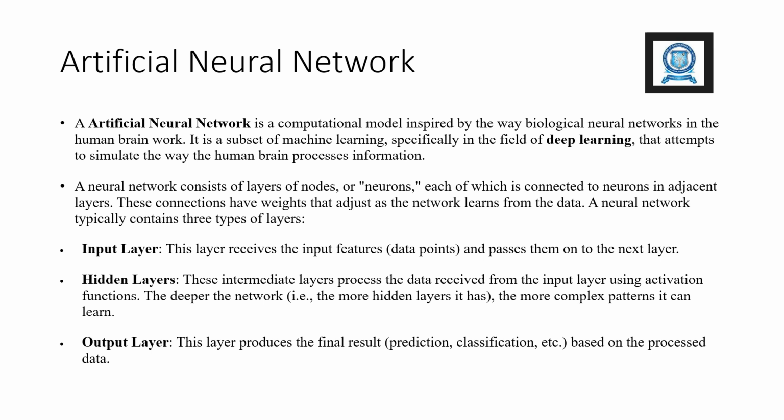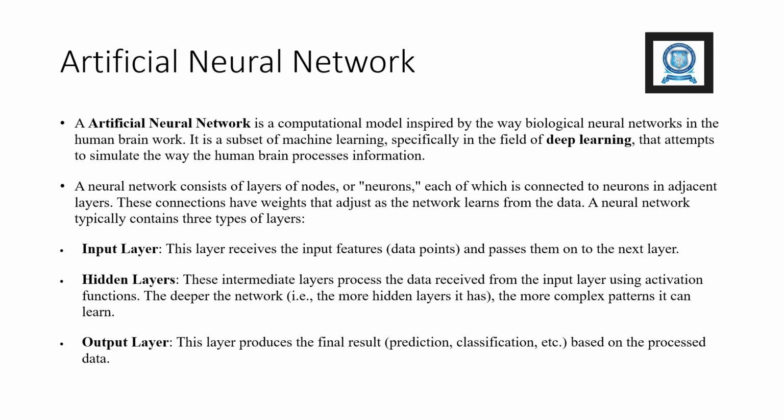A neural network consists of layers of nodes or neurons, each of which is connected to neurons in adjacent layers. These connections have weights that adjust as the network learns from the data. A neural network typically contains three types of layers.